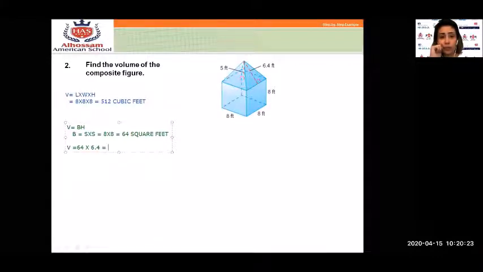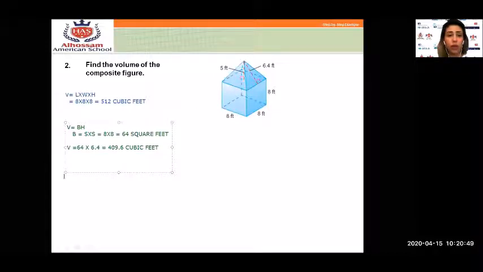64 times 6.4 equals 409.6. 409.6, okay, cubic feet. Cubic feet. Thank you. And then, Ahmed, at the end, if I want to find the volume of the whole figure, what shall I do? We will add 409.6 plus 64.